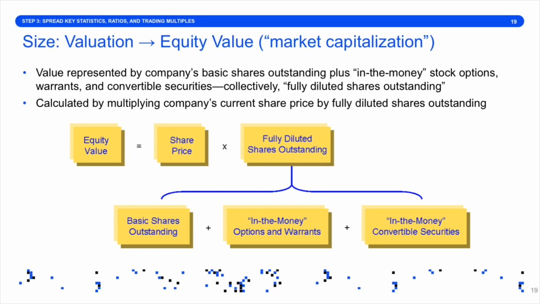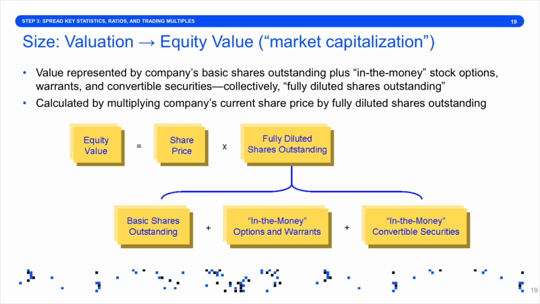But the problem is the company can have issued options. Remember that an option is a security that gives you the right to buy a share. The company can have issued stock options, for example, to CEOs and key employees and other people.